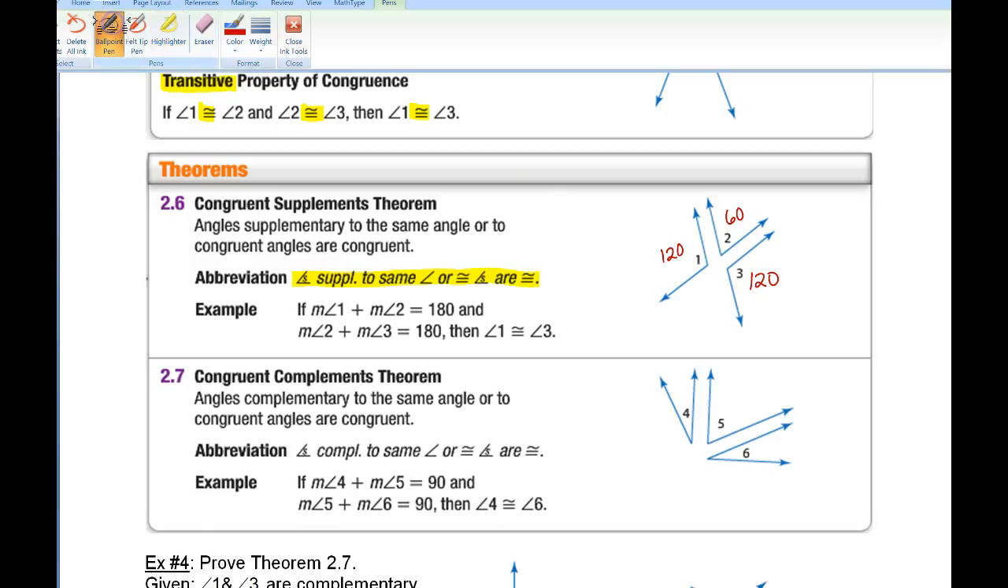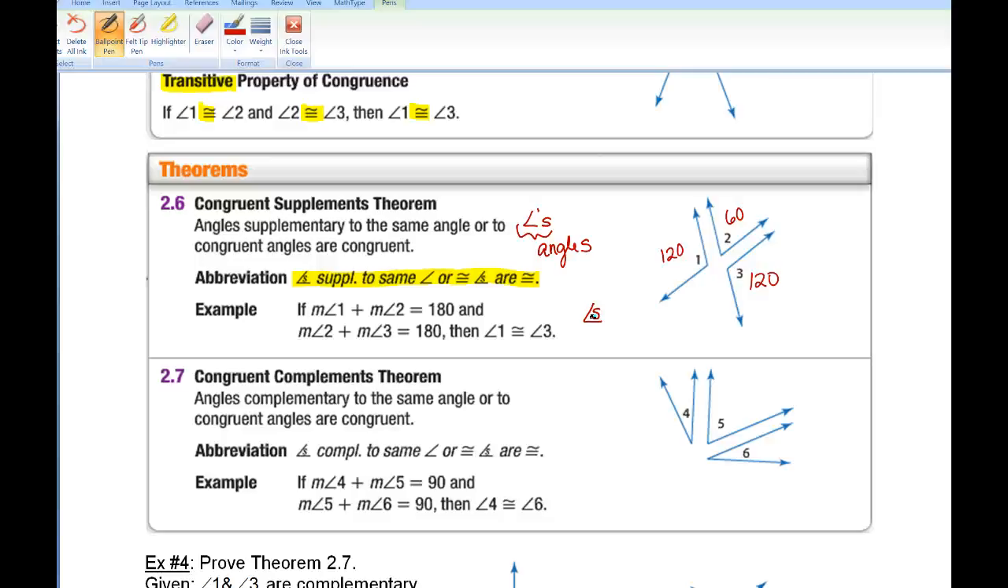It looks like an angle. I'll often write it with a little apostrophe, so I'll write angles like that instead of the S inside. That's my abbreviation for angles. The book will do this, so it looks like an angle with a little S inside. If you want to abbreviate either one of these, they're fine. It's just angles supplementary to the same angle or congruent angles are congruent.